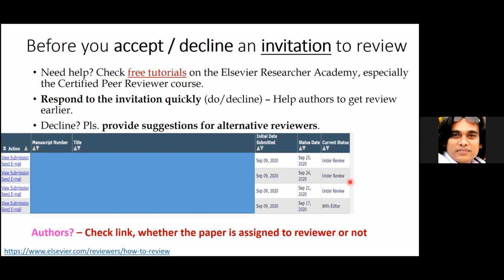Now look at here. There are 4 papers, 3 are under review, but 1 paper is still with editor. See, 15 days. With editor doesn't mean that the editor didn't assign. It means that the editor assigned or requested some reviewers, but none of the reviewers agreed yet. That's why it's not under review. So if you see with editor, you have the right to request the editor-in-chief or staff that my paper has been here for 15 days and is still not assigned a reviewer.